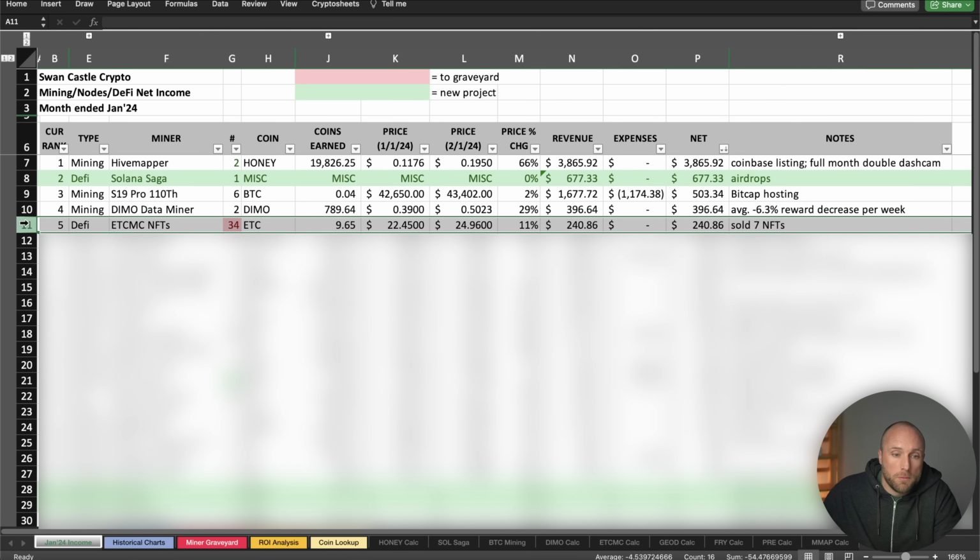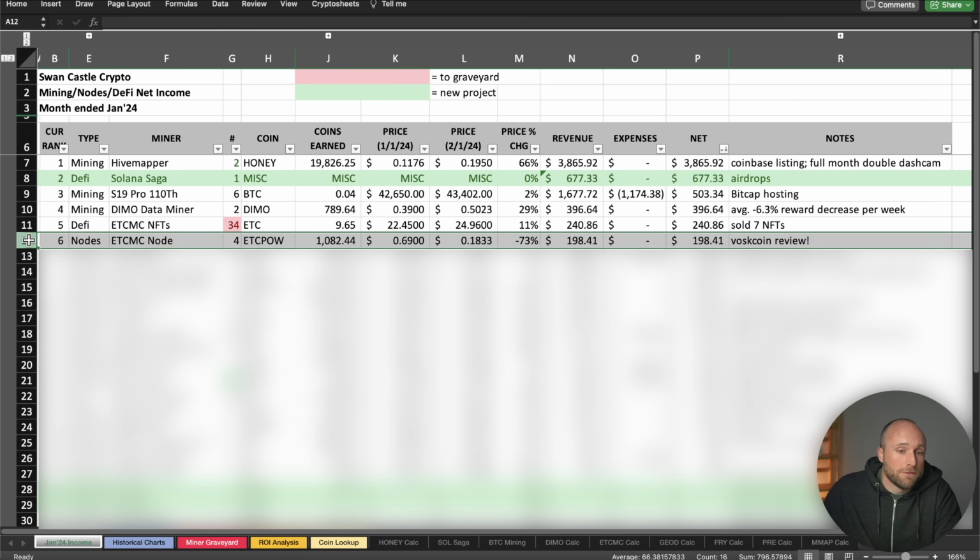Number five project for the month are my ETCMC NFTs. I did end up selling seven of my NFTs this month. I had mentioned in last month's video that I was planning on doing that. I did that just to capture some value out of these because I believe a lot of these are going to go down substantially in price over time as the project doesn't look very good at the moment.